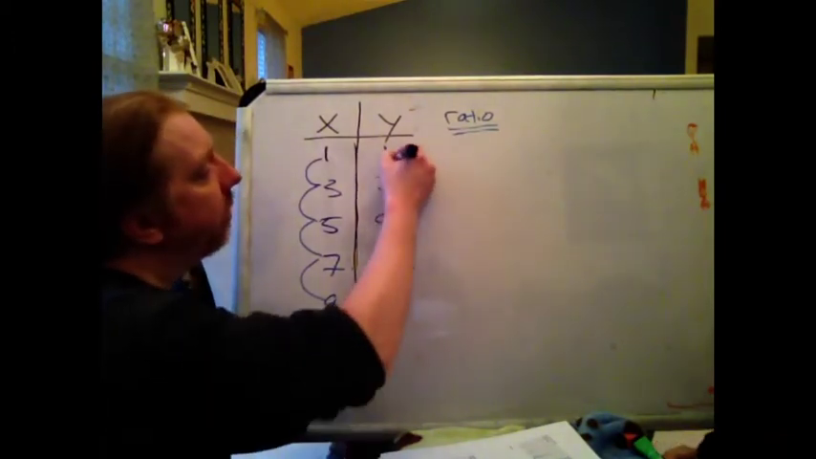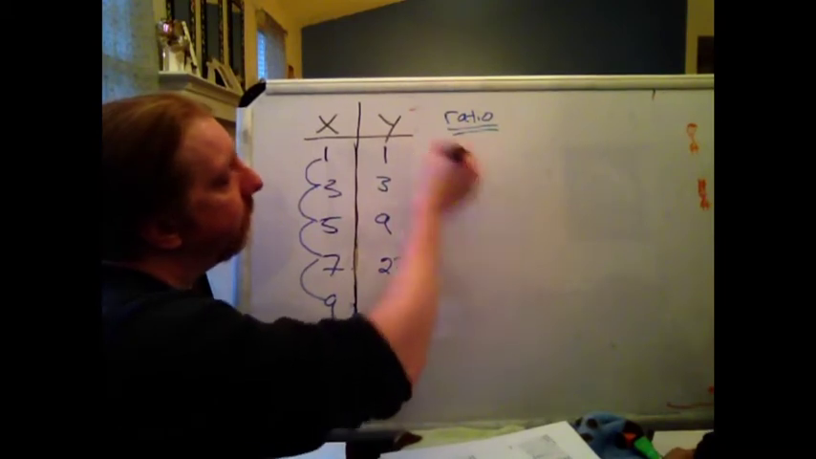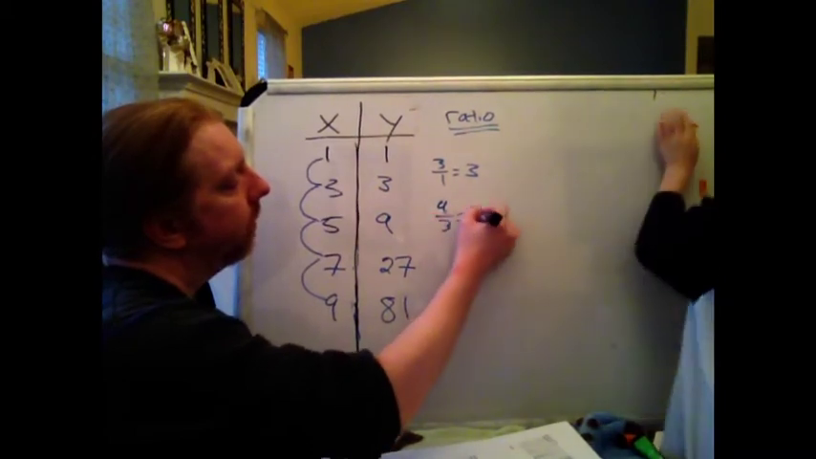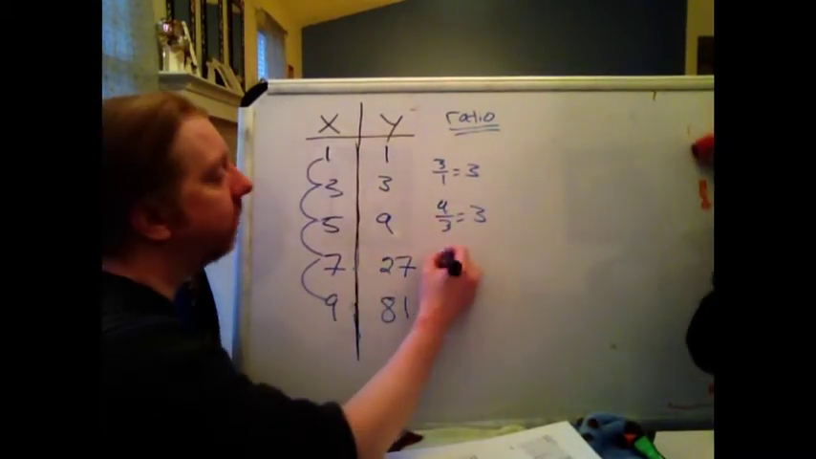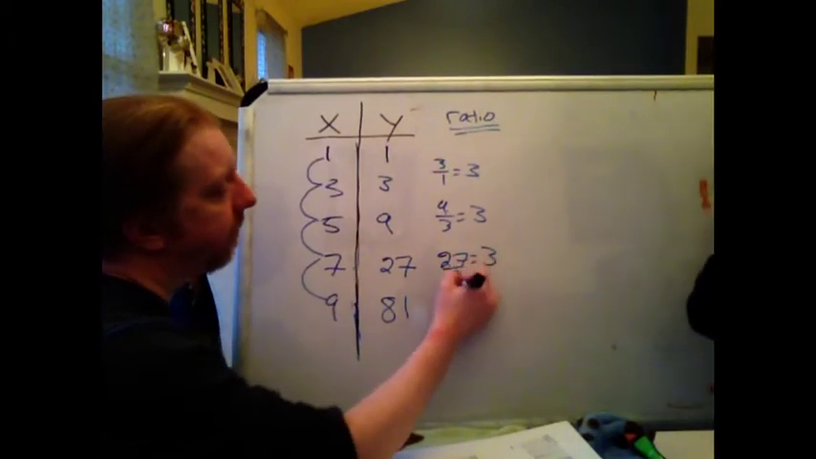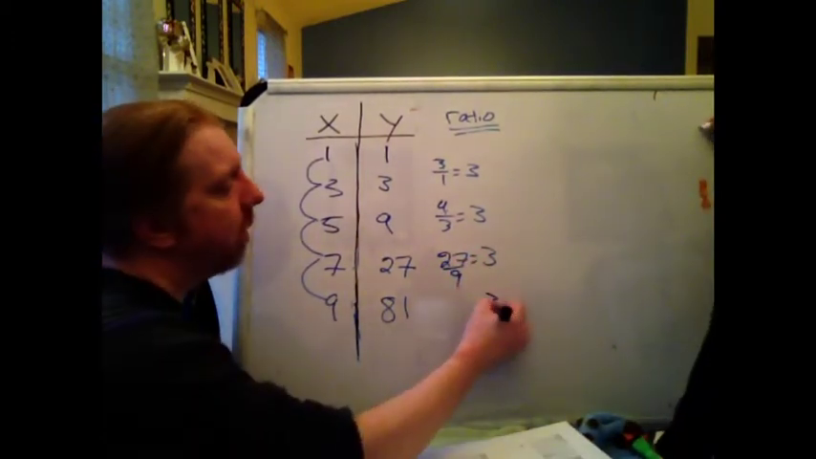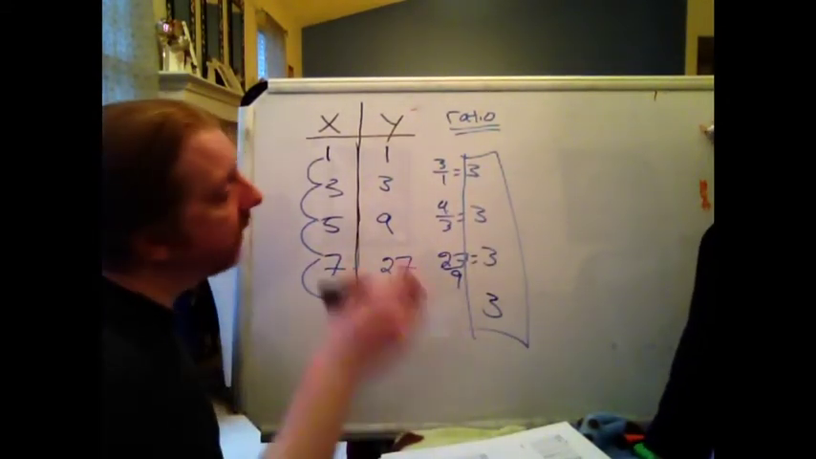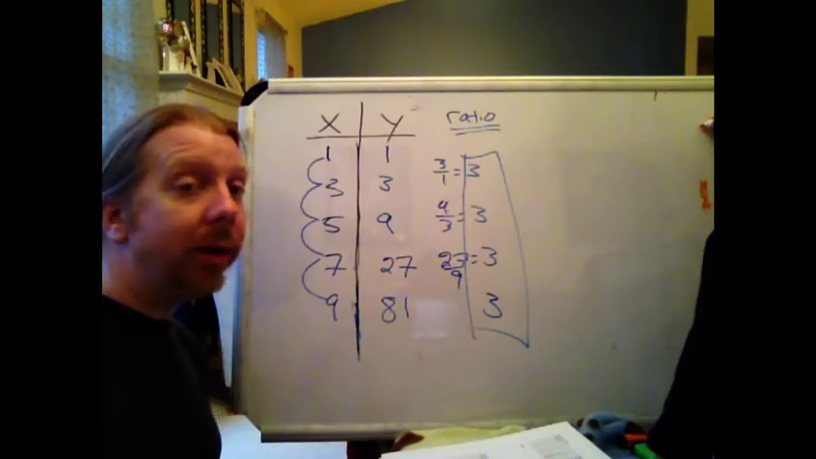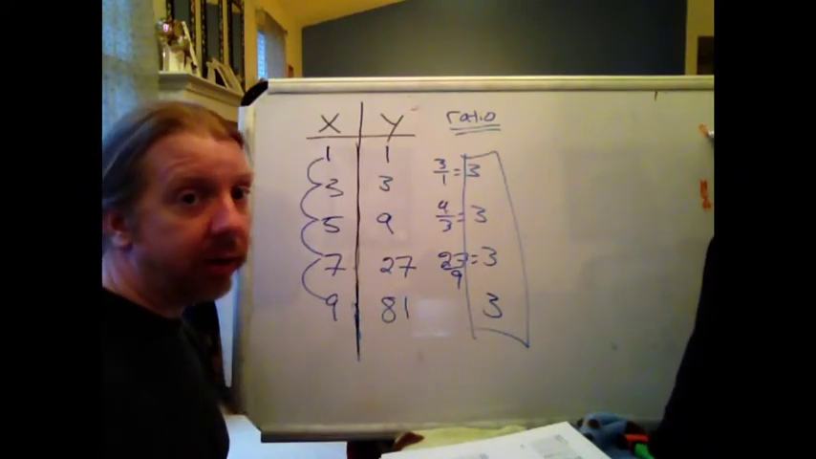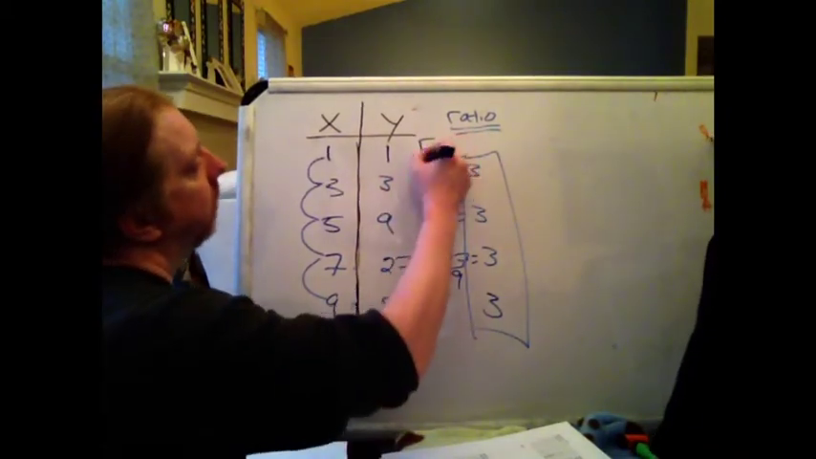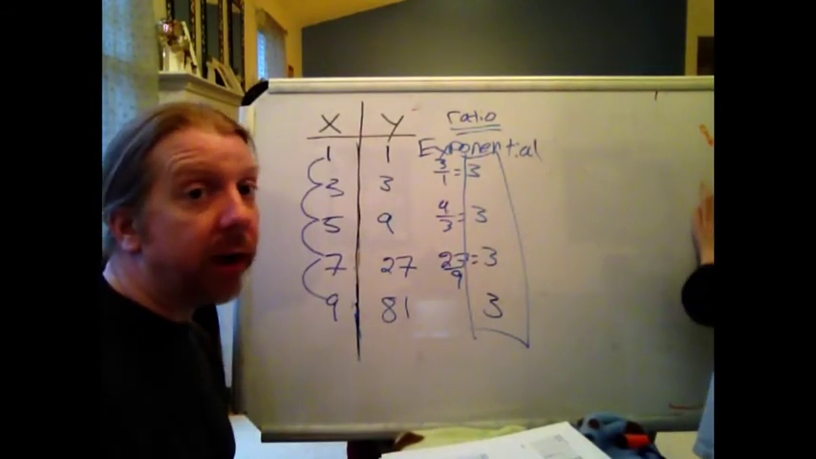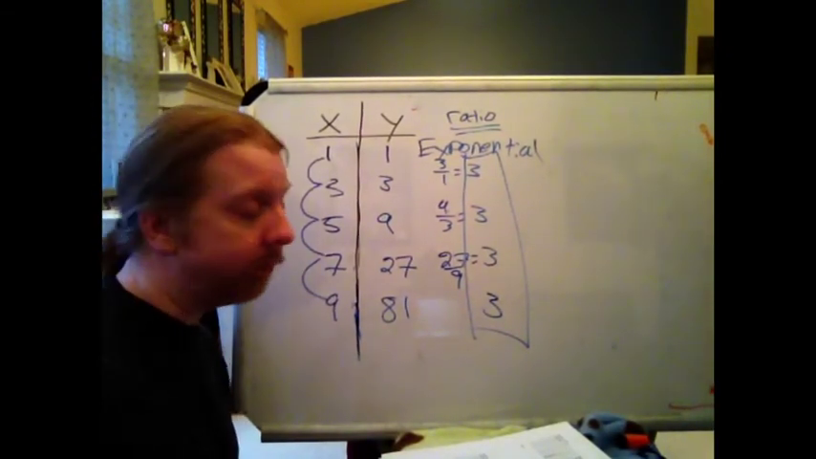Now my ratio, 3 divided by 1, 3. 9 divided by 3, 3. 27 divided by 9, 3. 81 divided by 27, 3. My ratio column is constants. Since I have that constant value there, I must conclude that I'm looking at some form of exponential variation or exponential growth. So my conclusion is that this graph is best modeled with some kind of exponential equation.